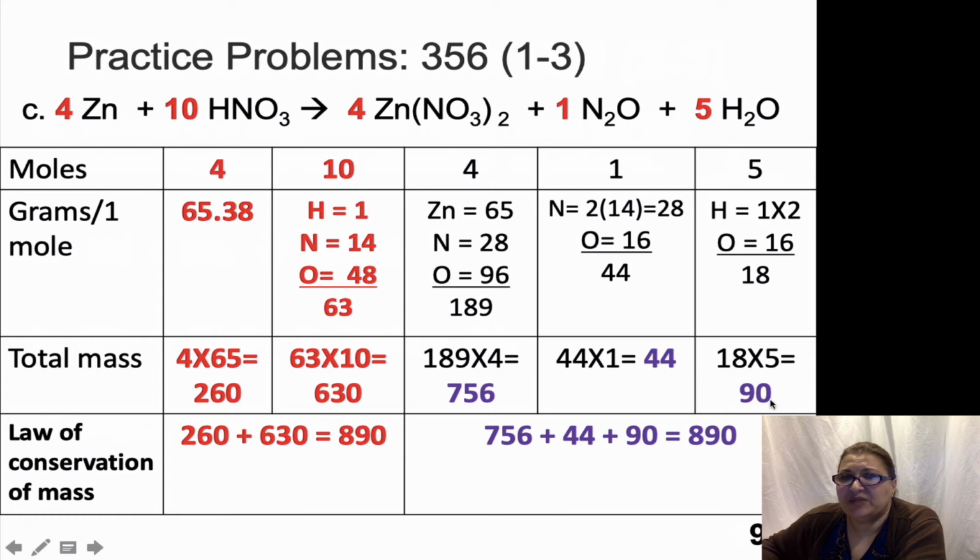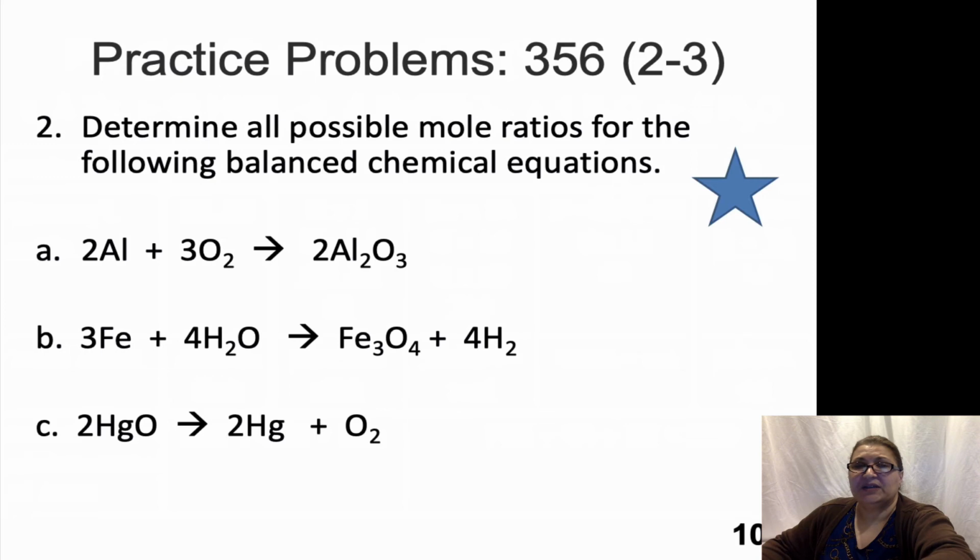All these 3 have to be added up. 756 plus 44 plus 90 is 890, which is the same as the reactant side. The law of conservation of mass is being observed. Okay, so that's one type of problem.